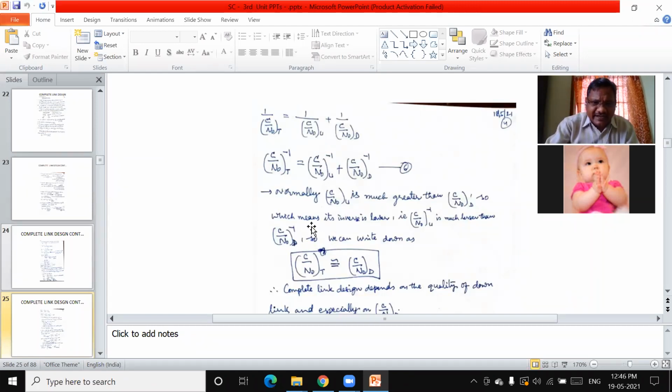Therefore, normally C by N naught U is much greater than C by N naught D, which means that its inverse is lower, that is, the C by N naught U inverse is much lower than C by N naught D inverse. So we can write down this equation as C by N naught T is approximately equals to C by N naught D.